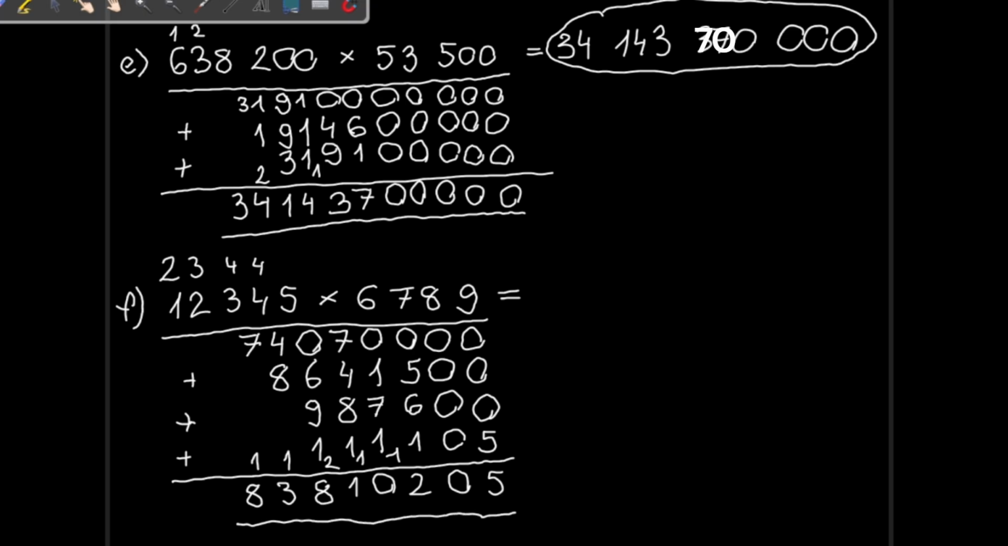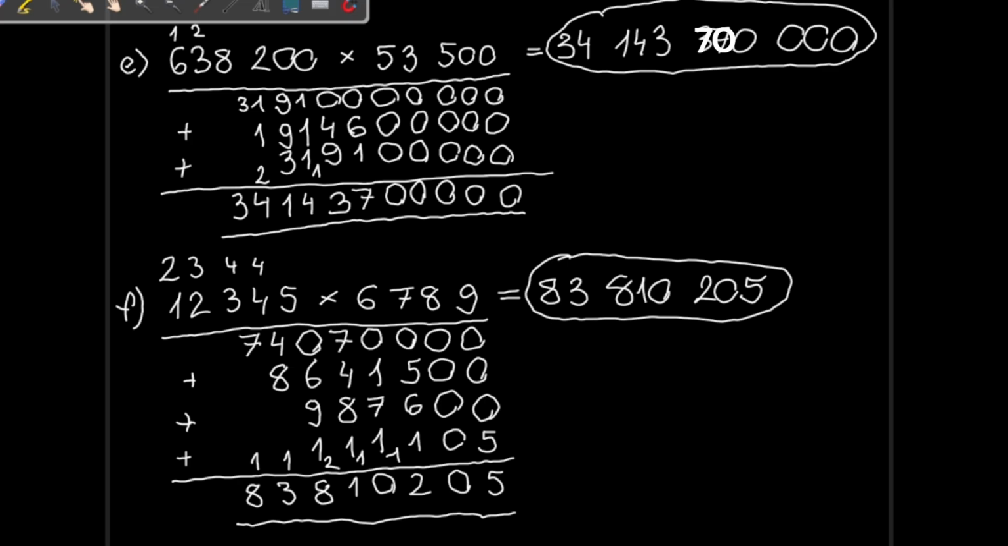Because obviously this one is a long one and we are multiplying some higher numbers here. So 83,810,205. That is the result. That is the final example of the column multiplication. Great.